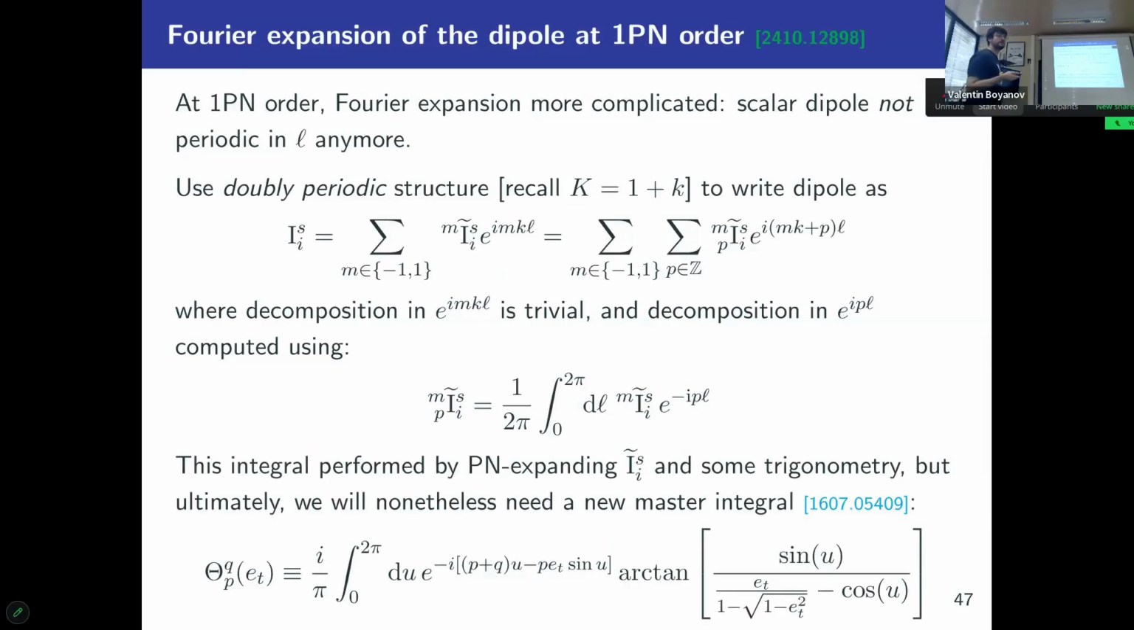At 1PN order, something interesting happens, which is that you basically have a double periodic motion. And so you have to decompose it into these two periods. But then essentially you have the same procedure. You can get something like this, and you have to introduce these new special functions, which are horrible, but which exist.